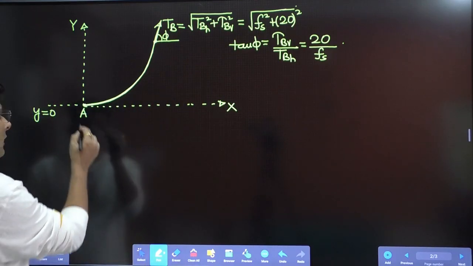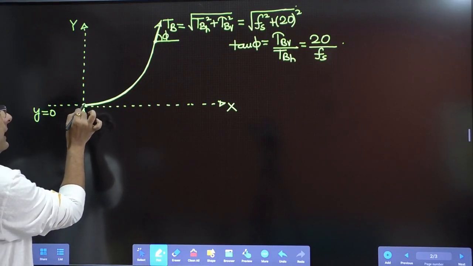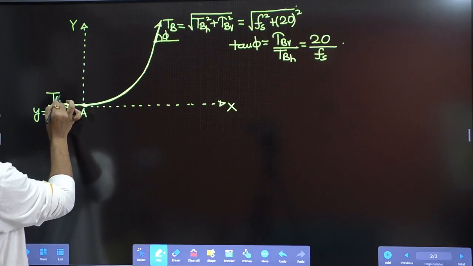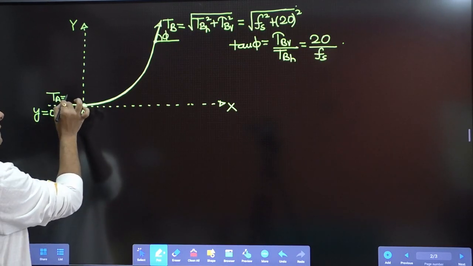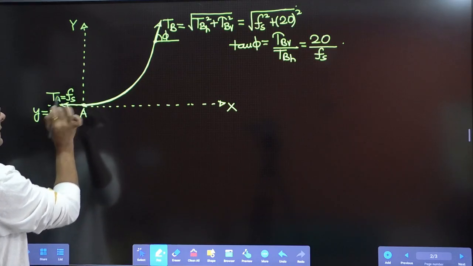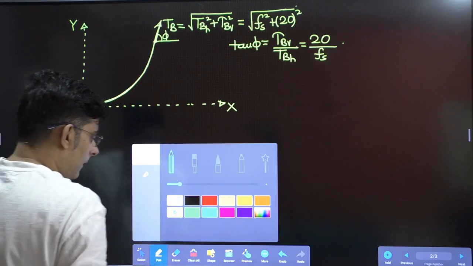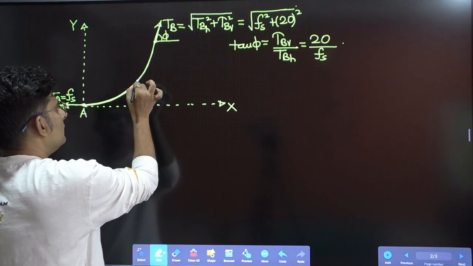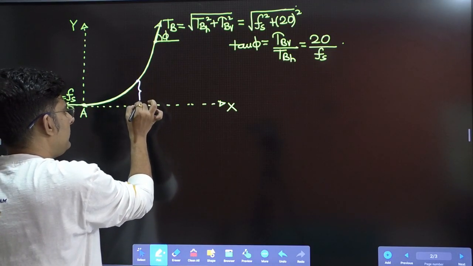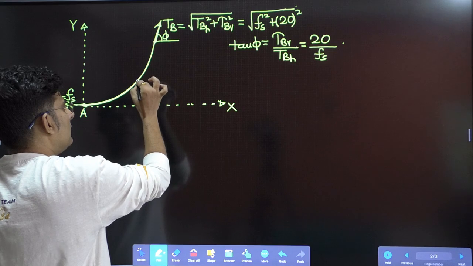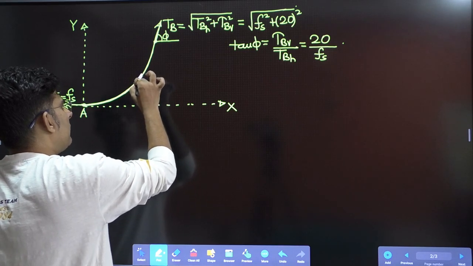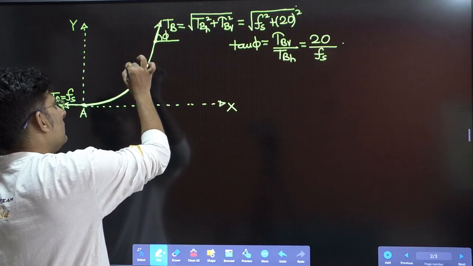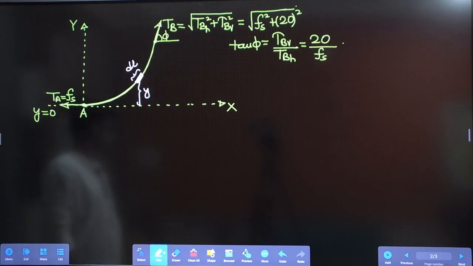Now apart from this, what was the tension at point A? We saw that the tension at point A, the lowest point where y was 0, was equal to Fs. So what we do, we go to a general height. If I go to a general height y, and if I take a small element over here whose length is say dl.